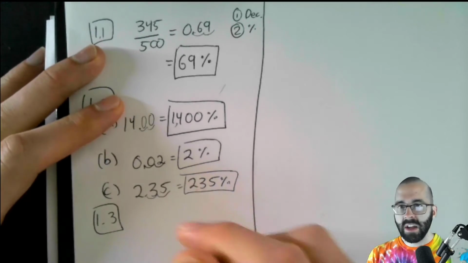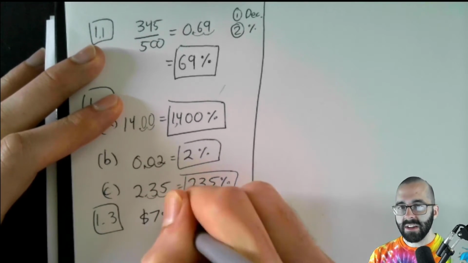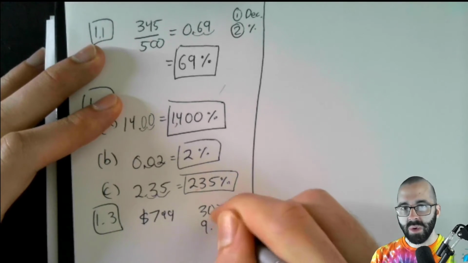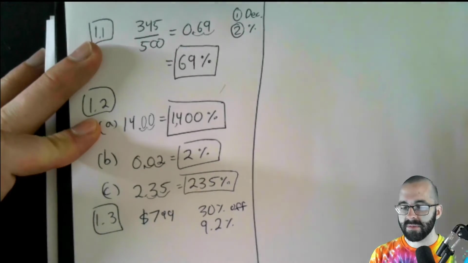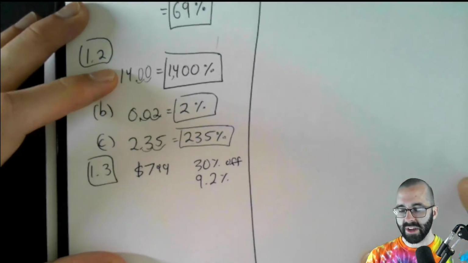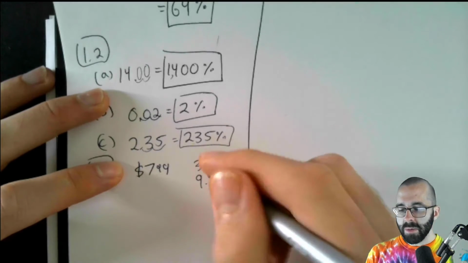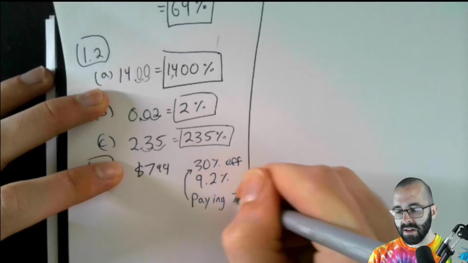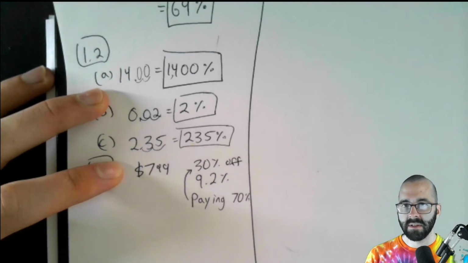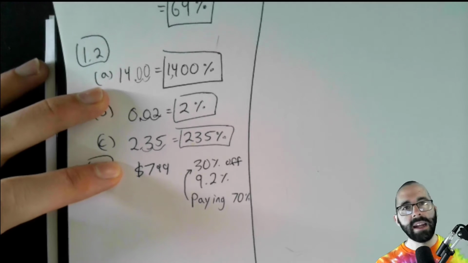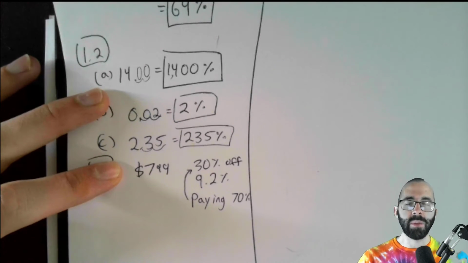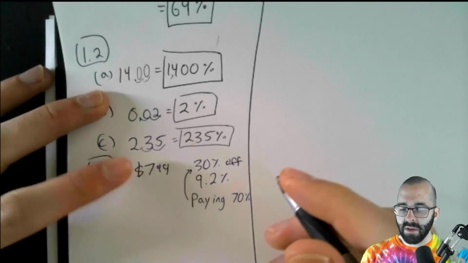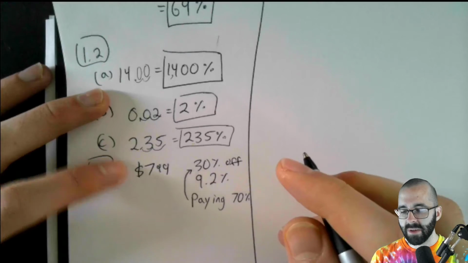This is example 1.3. We have a $799 TV, and we know it's 30% off, but there's also a 9.2% sales tax. So we're just going to approach this one thing at a time. 30% off means we're paying 70%. If it were 20% off, we would be paying 80%. 10% off, we pay 90%. There are a lot of different ways that you can approach this, but this is the way I like to do it.